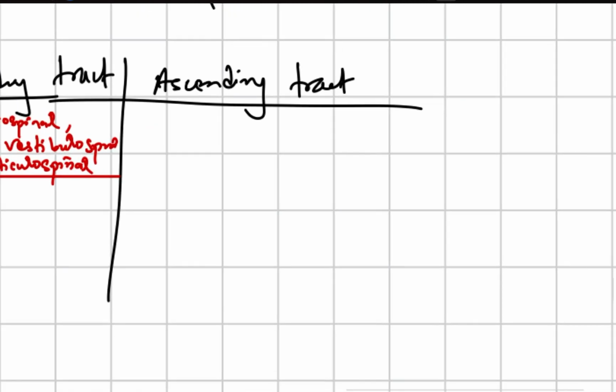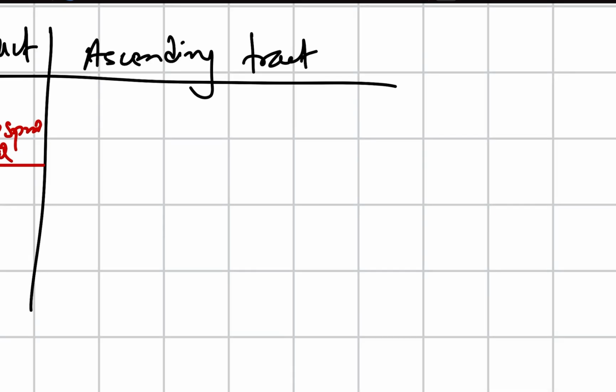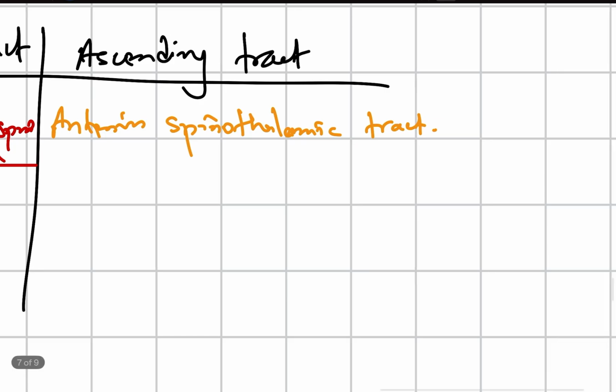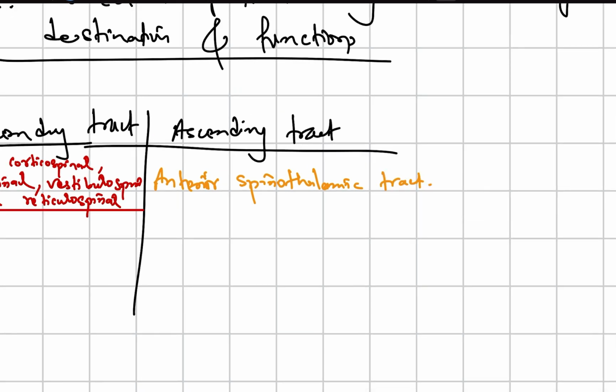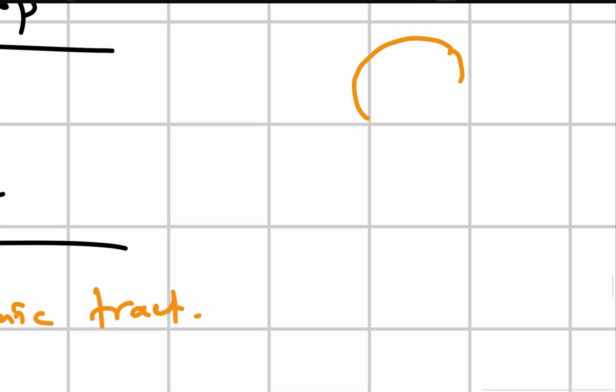So when we discuss the ascending, in the ascending there is the anterior spinothalamic tract.